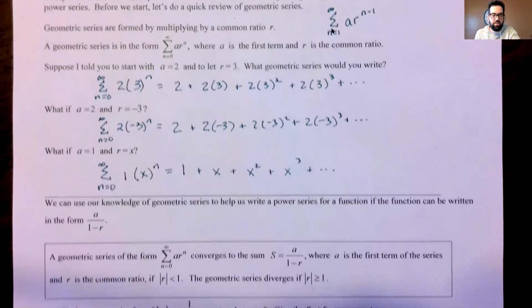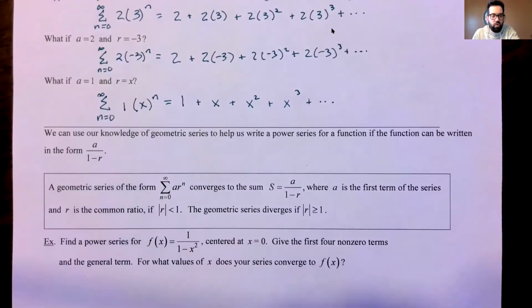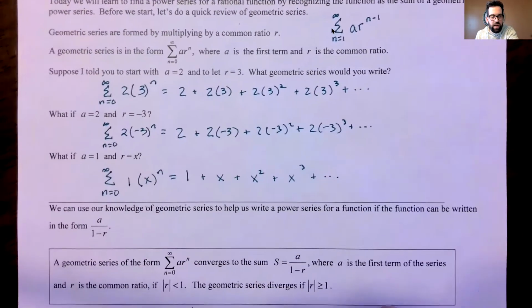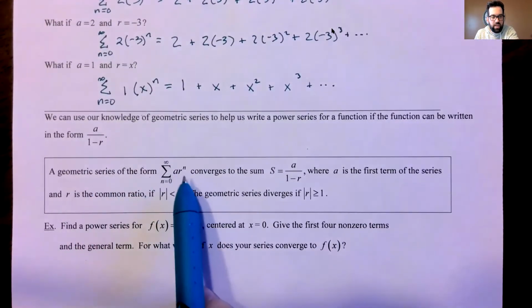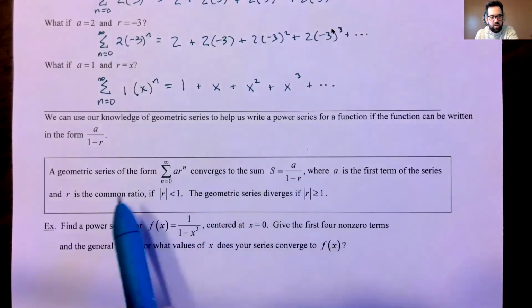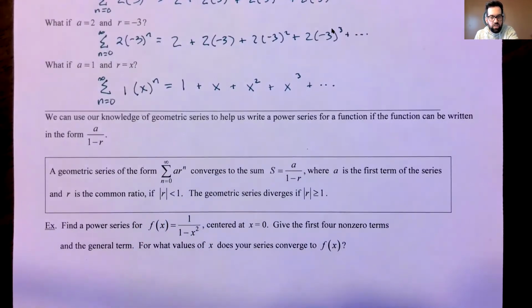We can use our knowledge of geometric series to help us write a power series for a function if the function can be written in the form a over 1 minus r. We know that a over 1 minus r is the sum of a geometric series. So we can say that a over 1 minus r equals all of these things added together, right? So if a geometric series in the form that we're familiar with, a times r to the n, converges, it converges to the sum a over 1 minus r, where a is the first term in the series and r is the common ratio.